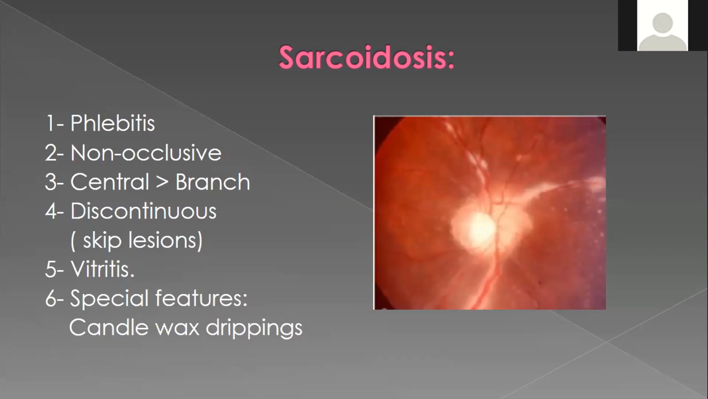And to convince you with this message, for example, TB, it's another granulomatous disease, and it can cause exudative vasculitis just as this, but it can never cause candle wax drippings. That is to say, the perivascular cuff of exudate in tuberculous uveitis is uniform, is even.